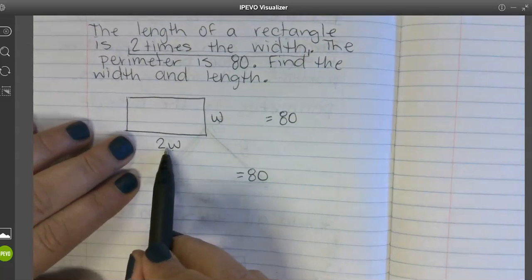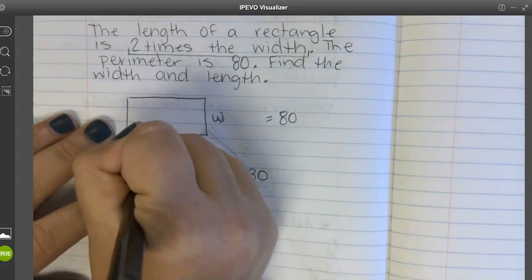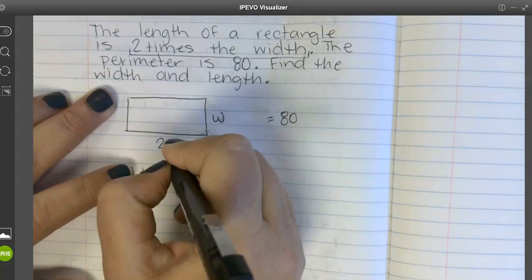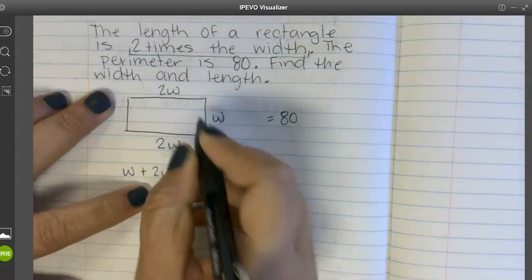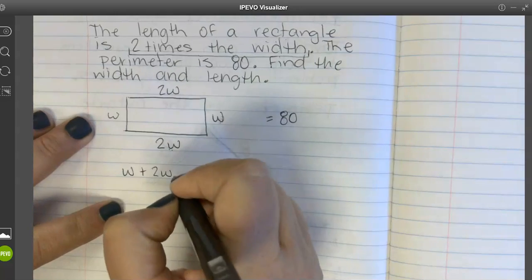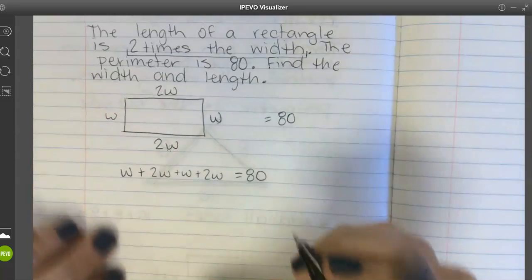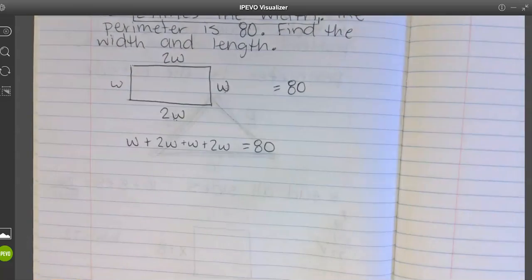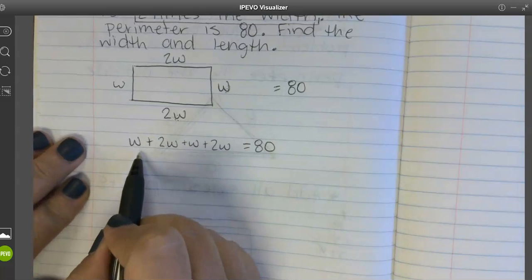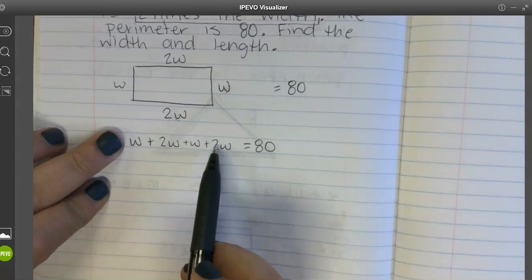Then I do know that I am going to do this side plus this side. If this side is 2W, so this side is 2W, so plus 2W plus this side, which is W, plus this side, which is 2W. Okay, so I'm creating an equation to match this word problem. Then I'm going to simplify. Okay, so I'm going to say W plus 2W plus W plus 2W.